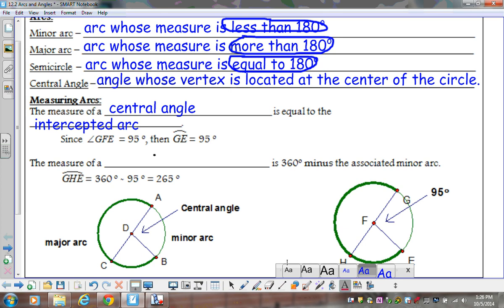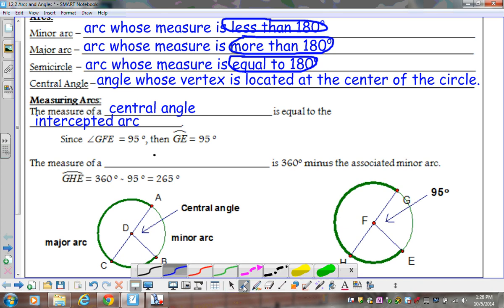Now, what that means is, let's look at this example down here to the bottom right. They tell us that this angle right here, angle GFE, is 95 degrees. Because that's located at the center, that's a central angle. So because my central angle is 95 degrees, my arc GE is also 95 degrees. So the measure of my central angle is equal to the measure of its intercepted arc.